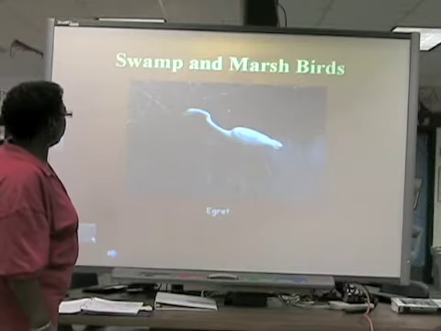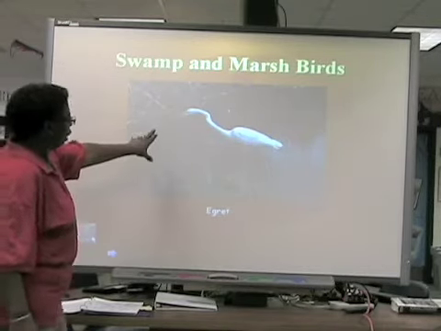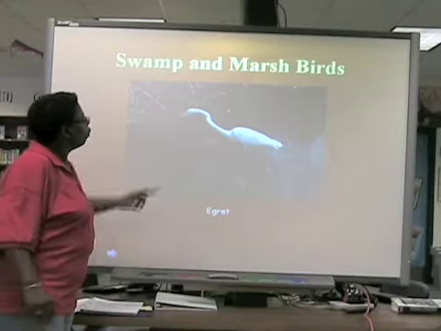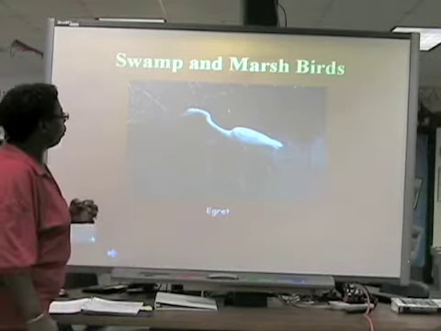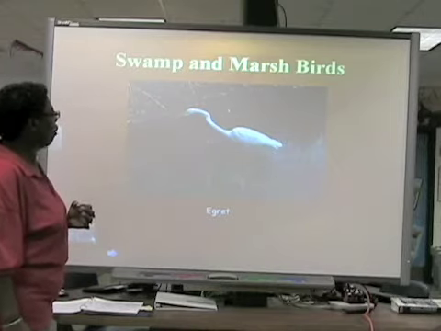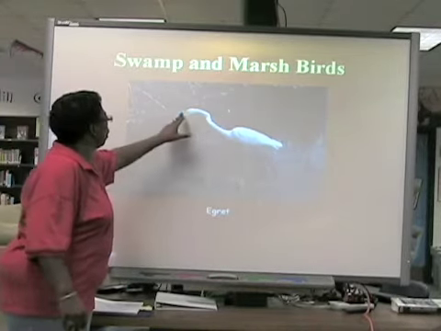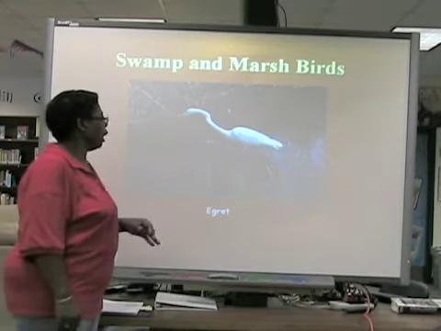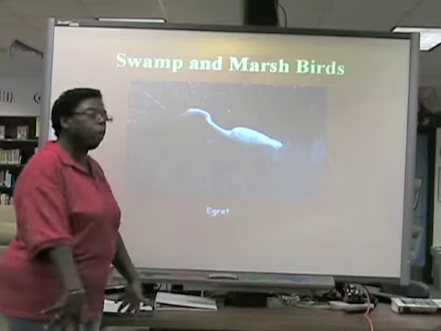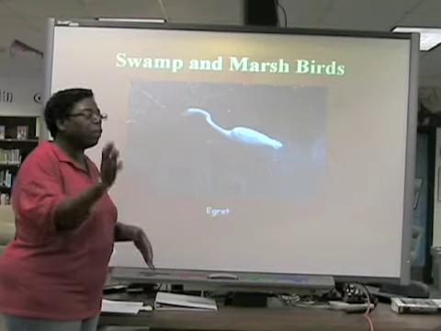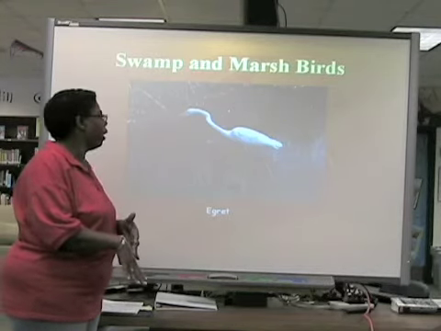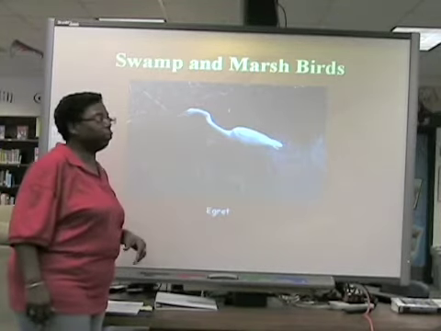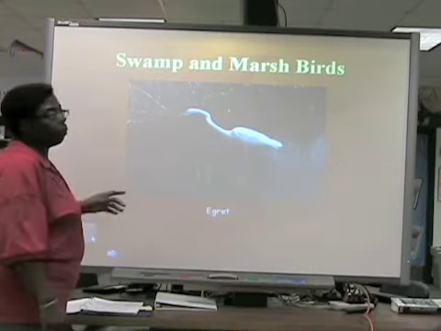Swamp and marsh birds, egret. Now, having said that, this is a great example, very good picture of a bird that would live in a swamp and marsh habitat. Long neck, long beak, and in this case, even long legs. Long legs that allows it to stand in that water, not swim and go underwater. It doesn't need to do that, but it needs to be able to catch its food. And this is a great example of the adaptation for birds in the swamp and marsh.